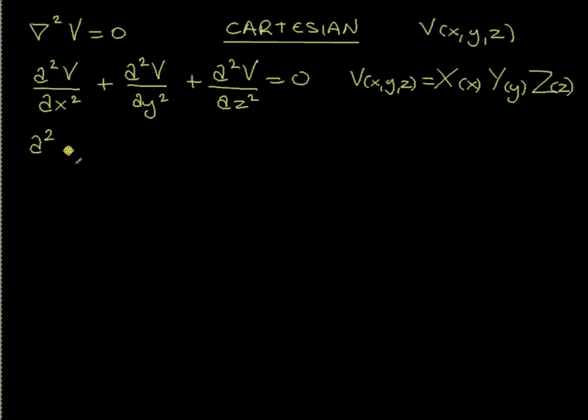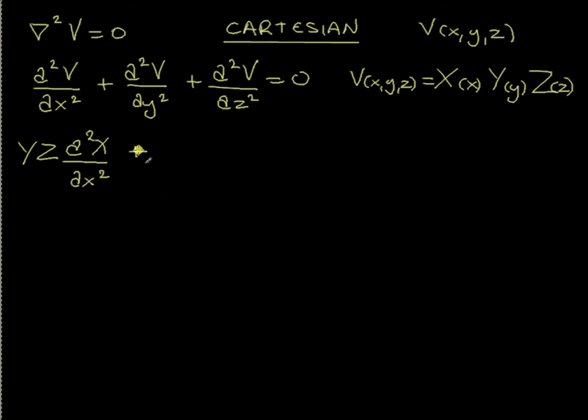Before I do that, because this first term is the second partial derivative with respect to x, the y function and the z function, they are constants as far as a derivative with respect to x is concerned, because they don't depend on x. So what I can do, I can take them out, and then I have the second partial derivative of the x function with respect to x.